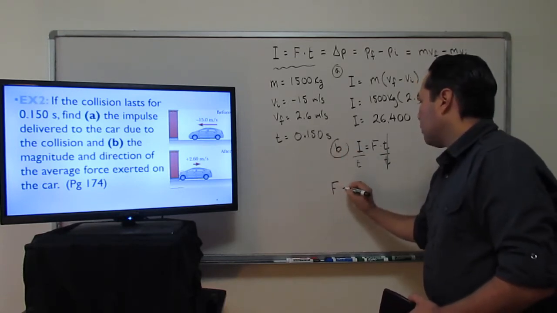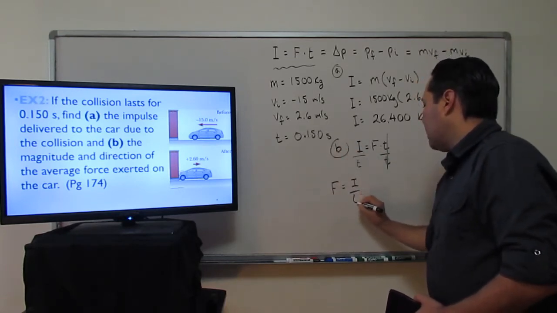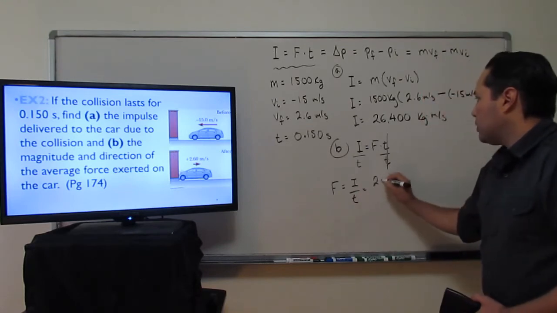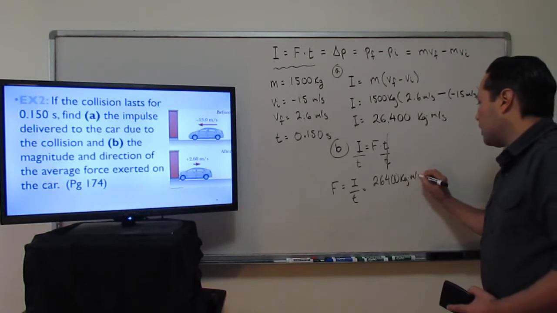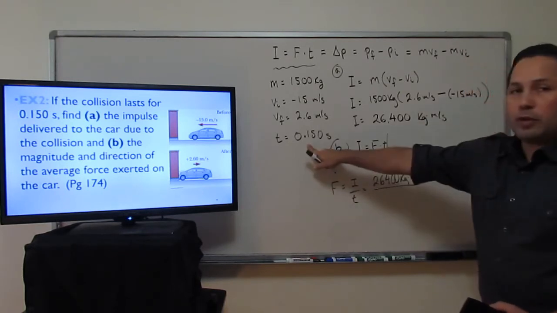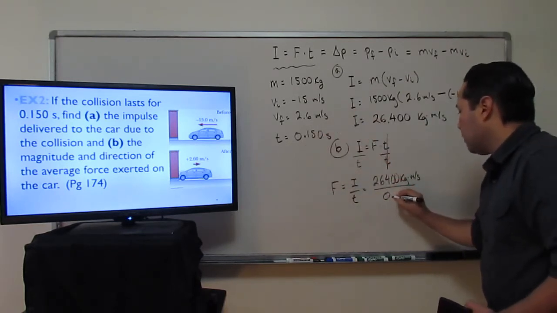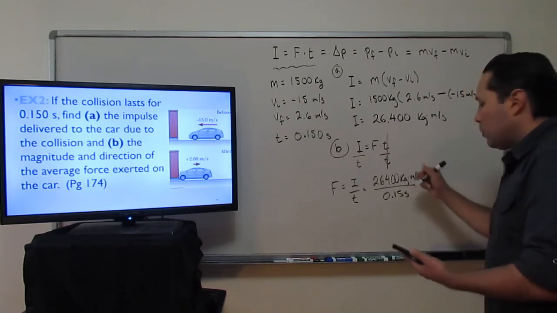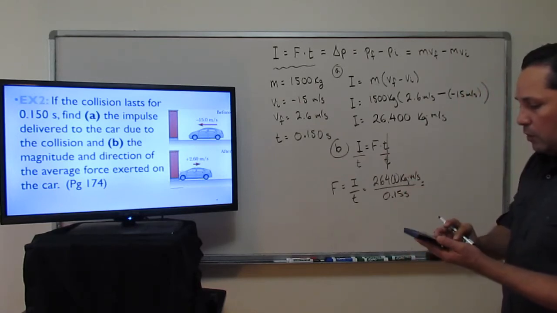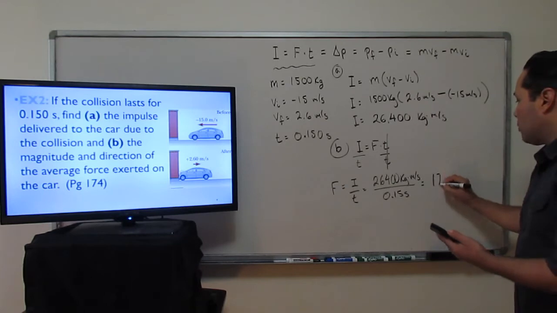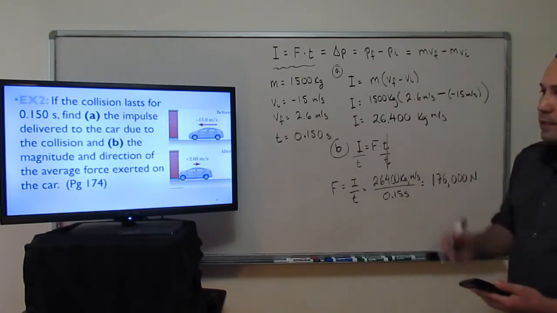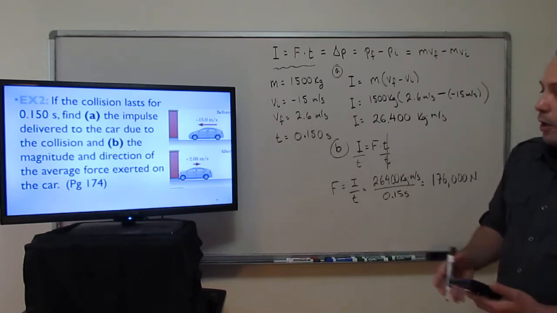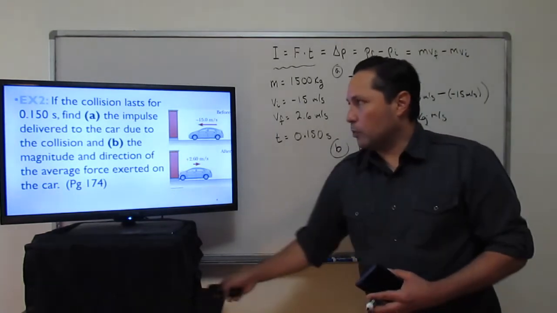So force is equal to impulse over time, and the impulse was 26,400 kilograms times meters per second, divided by the time of the collision, which is 0.15, that was given to us. And we divide both of those numbers, and we end up with the force, which is 176,000 newtons. And that takes care of example number 2. Alright, let's move along to our next problem.